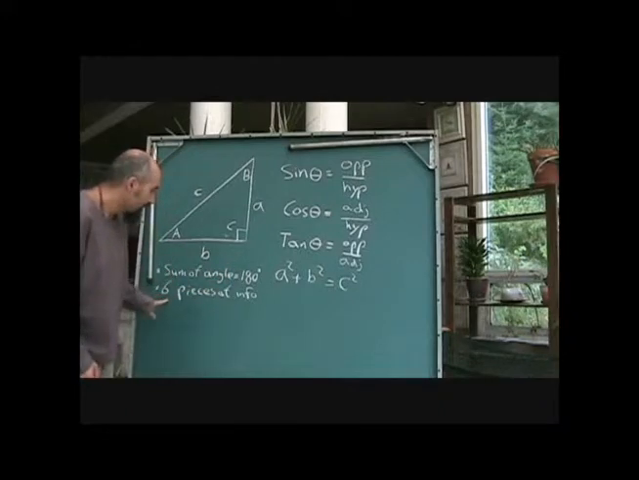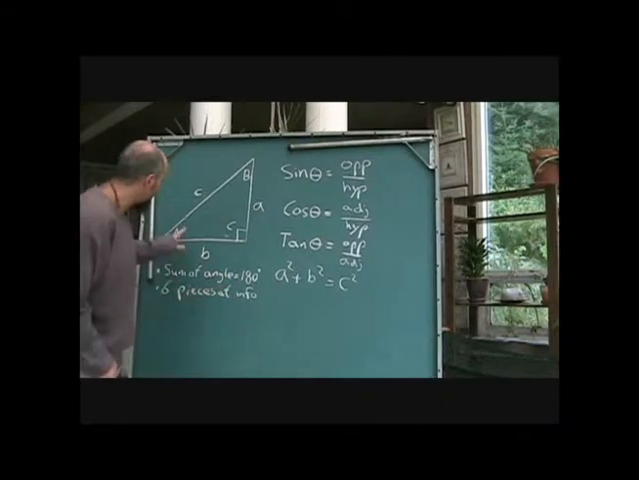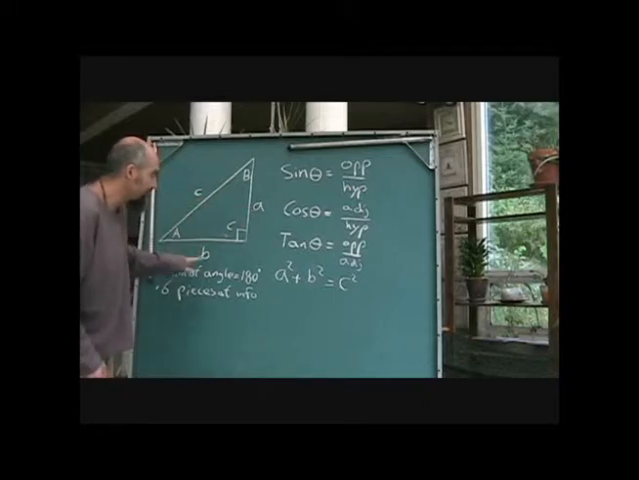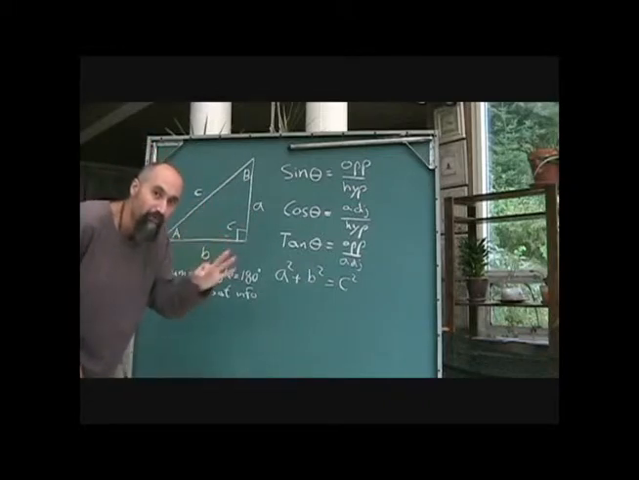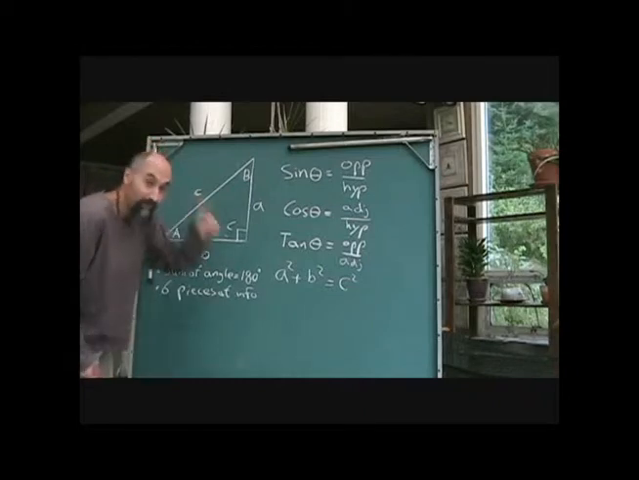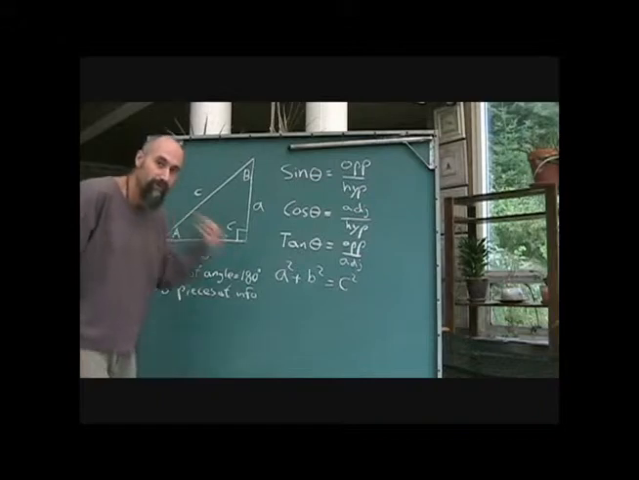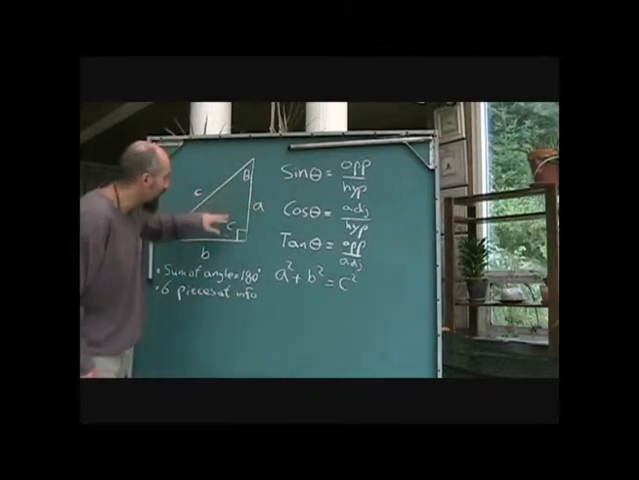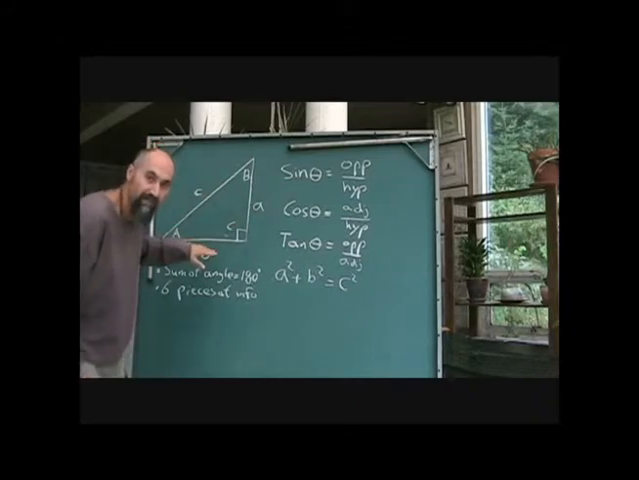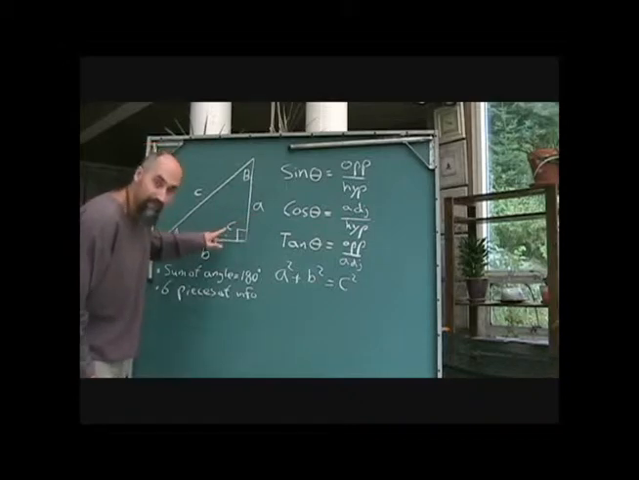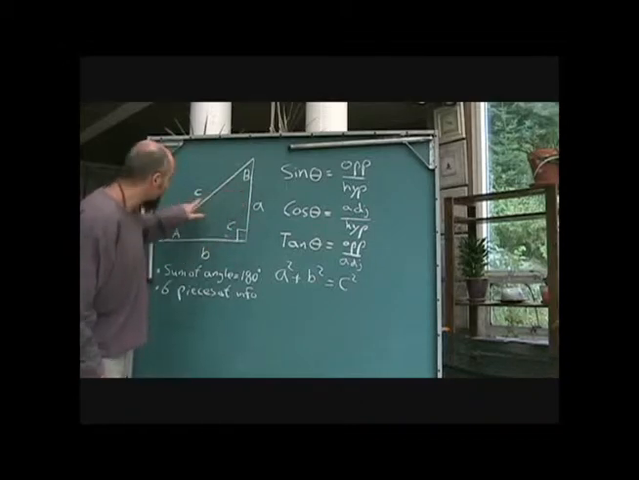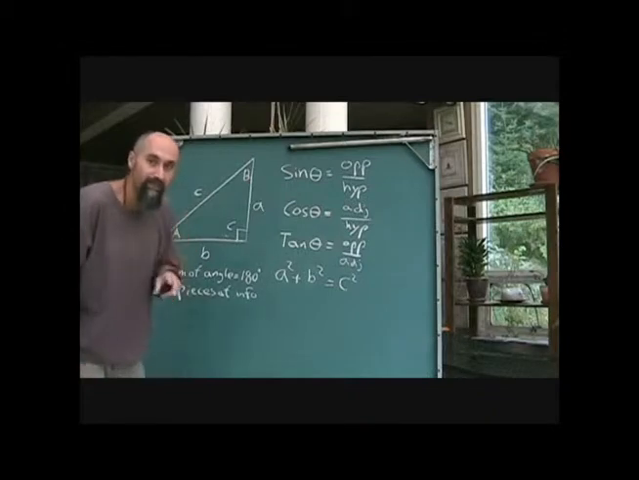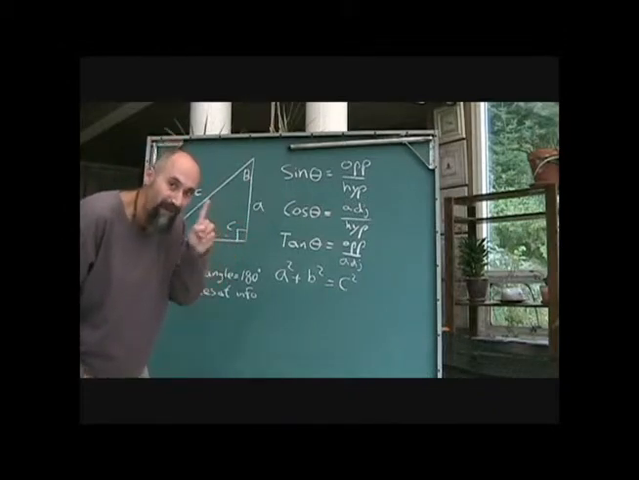The other thing is, there are 6 pieces of info in a triangle. You've got 3 angles and 3 sides. If you know any 3 of these, and one of them has to include a side, you can solve the triangle, which means find all the other angles and all the other sides. If they give you one side and 2 angles, you can find the other 2 sides and the other angle. If they give you one angle and 2 sides, you can find the other 2 angles and the other side. All you need is 3 pieces of info, and one of them has to be a side.